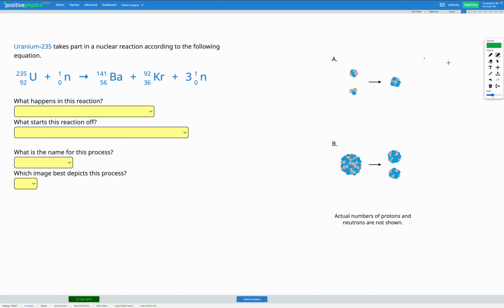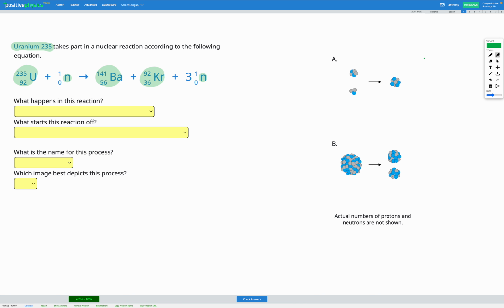In this skill, we're going to be looking at nuclear reactions and determining if they are fission or fusion reactions. In this question, we've got uranium-235 taking part in the following nuclear reaction. So we can see we've got our uranium here, and it's bombarded by a neutron. And then we form this barium atom and this krypton atom, and 3 neutrons left over.